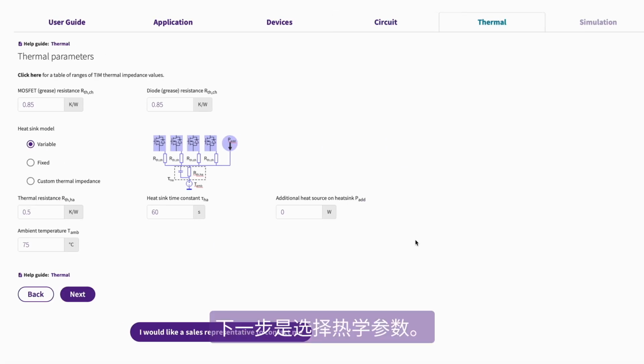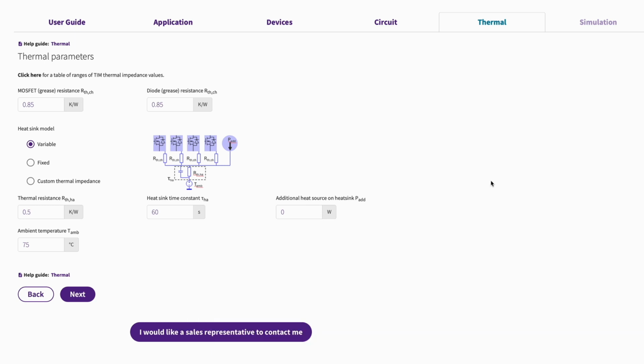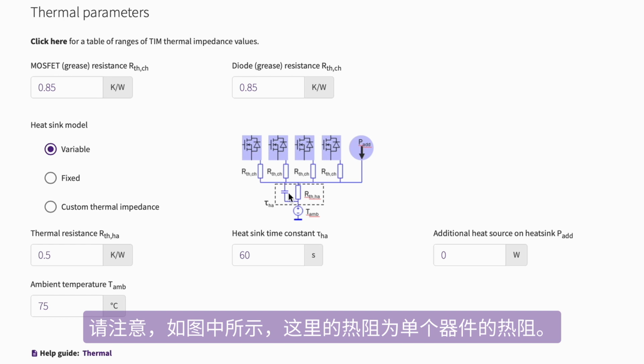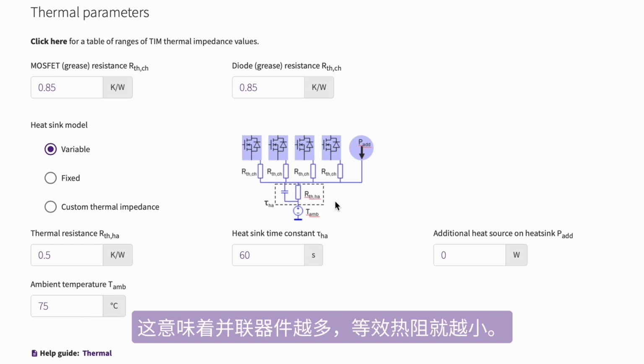The next step is to choose thermal. In the thermal, there are two parts of it. First is the thermal resistance of case to heat sink. Here I'm using the given value of 0.85 for a greased TO247. Please note that this thermal resistance is per device as indicated in this graph. And that means the more devices in parallel, the less equivalent thermal resistance it will have.